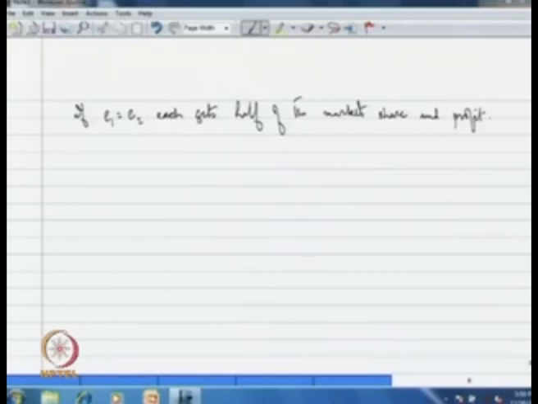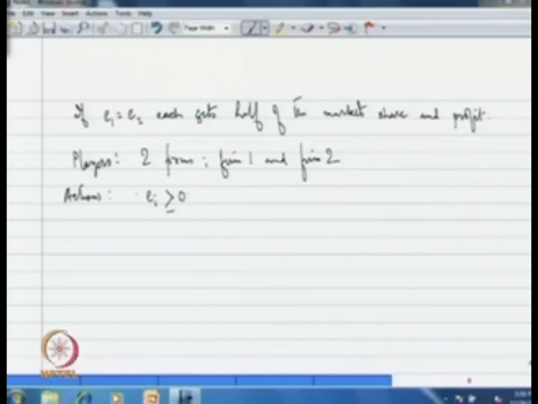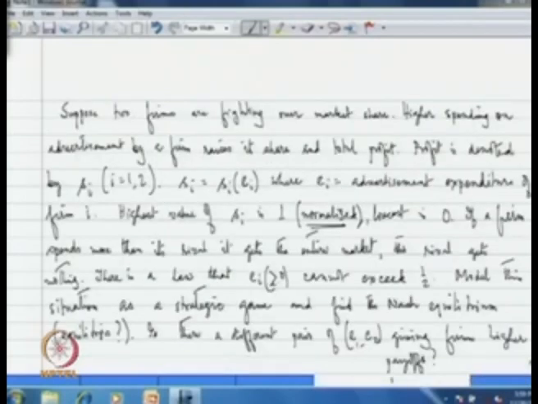So, we have to model this situation as a game, strategic game. So, who are the players here? The players are the two firms, firm 1 and firm 2. Okay. Actions. What are the actions that they choose? EI, and EI is greater than 0, it can be equal to 0 also, and EI is less than or equal to half. Okay. EI is the advertisement expenditure. This is greater than or equal to 0. All right.